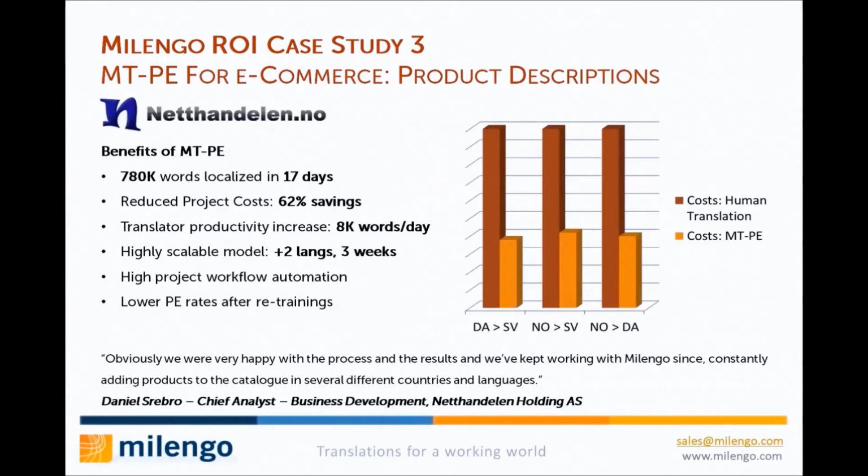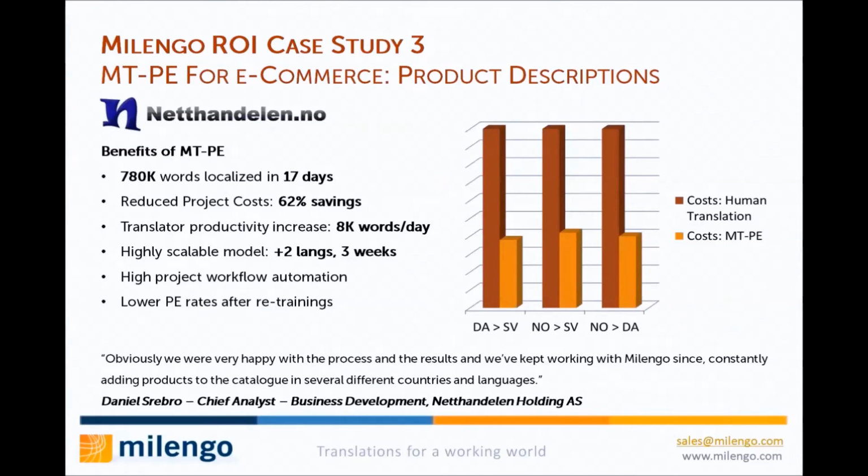So for NetHandlern, the benefits of customized machine translation and post-editing can be summarized as follows. Without the MT solution developed by Milengo in such a short period of time, it is highly improbable that they would have met their time-to-market objectives for the Swedish webshop launch. The pricing model we put together not only fell within NetHandlern's budget, but represented a 62% cost saving when compared to the highest quote figure they had received from other translation providers.